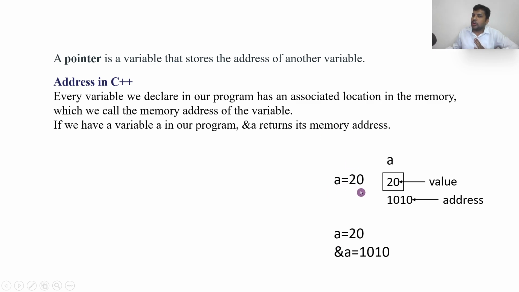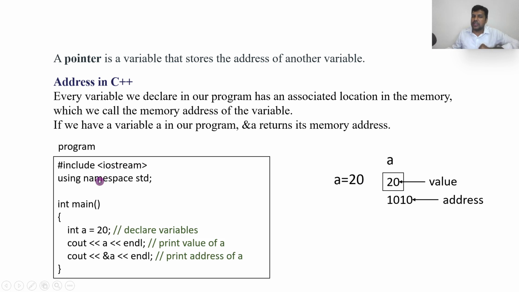So A is equal to 20, and 20 is stored in A, and the memory address of A is 1010. Whenever we print in the program, we print A instead of &A. That's why in the C language, when you are scanning and storing a value, you use &A, right? So here A is the value, and &A is the address.